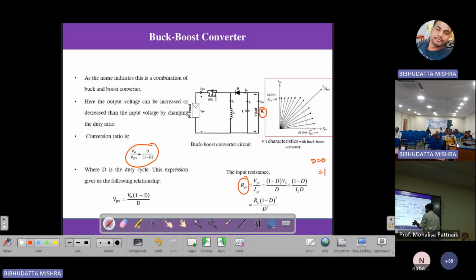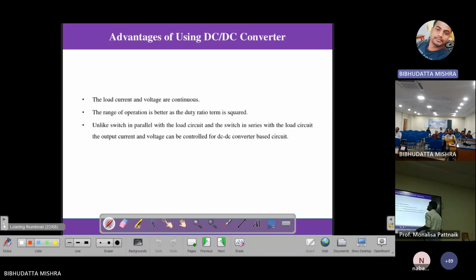So all the converters which have this kind of relationship, you can extract the maximum power. It may be SEPIC, Cuk or flyback, all have this relationship. Okay, so this I already explained.